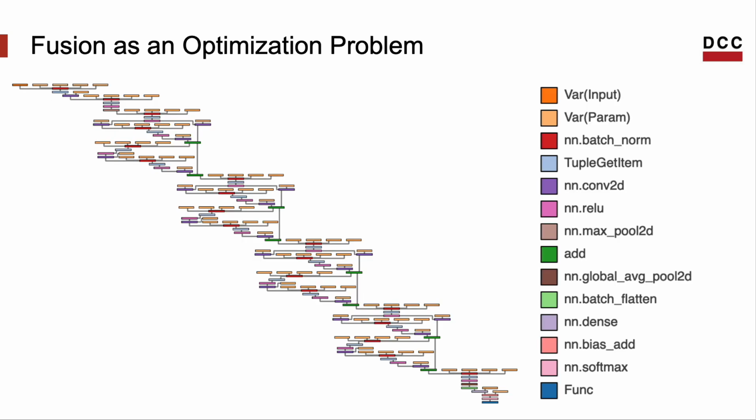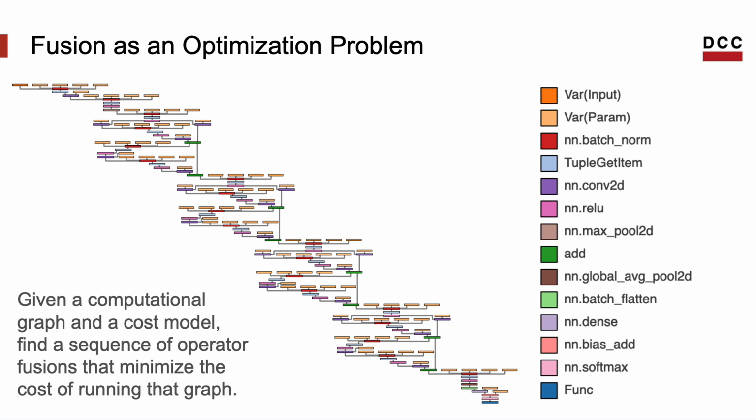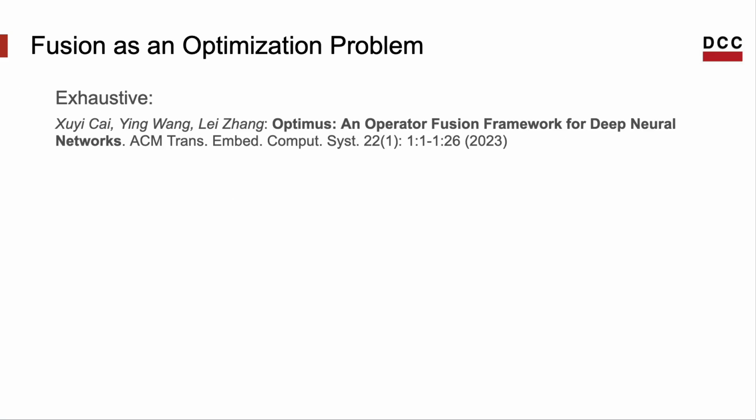Anyway, so back to fusion. Now we have this optimization problem. We have a graph full of fusion possibilities, and we need to decide which possibilities we take. So we need to minimize the cost that's associated with these fusion operations. There are many ways of solving this optimization problem.